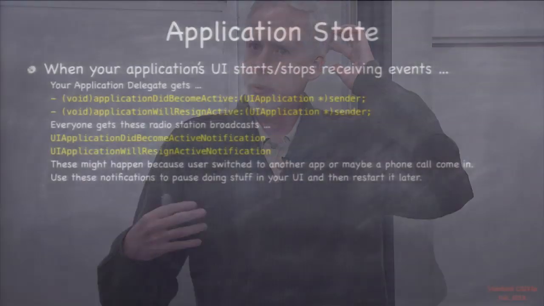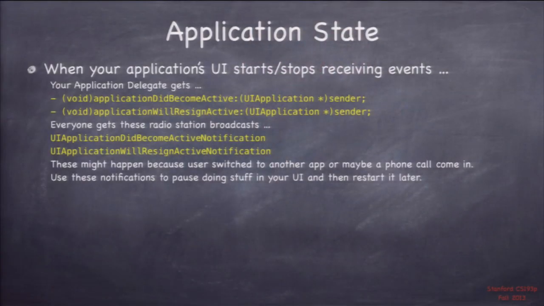So your application state, the life cycle of your application, it goes through certain states, and one of them is the active application. And being the active application means you're getting events. Your views are getting events, right? Touch events are happening to you. You're basically responding to the world. That only happens when you're the active application. Now, if you're the active application, you're bouncing, you're playing your game, what could cause you to stop being the active application? Well, obviously, someone could click on the home button and go to another app.